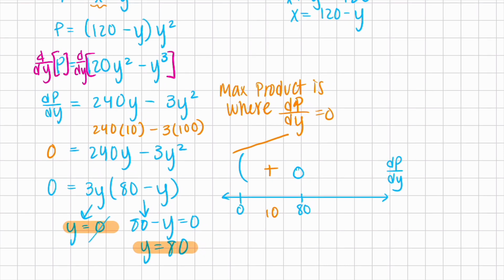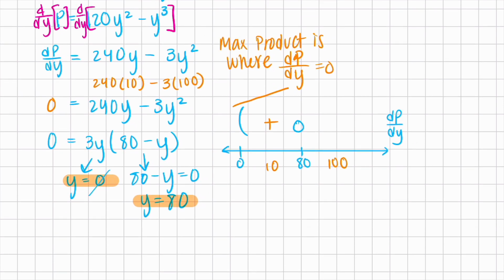Pick something larger than 80. I might pick 100. Okay, let's plug in 100. Numbers are getting a little bit big. Maybe I'll plug in after we've factored this time. That seems like it might be easier. So I'm going to have 3 times 100, so 300, times 80 minus 100, which is negative 20. That's going to be negative. So we have shown P of y is decreasing after 80, and that means that at 80, P has a max, not a minimum.